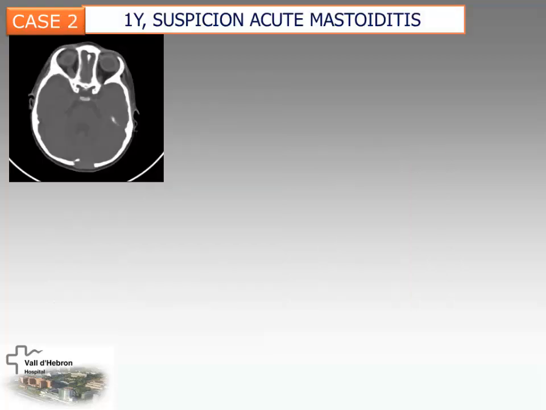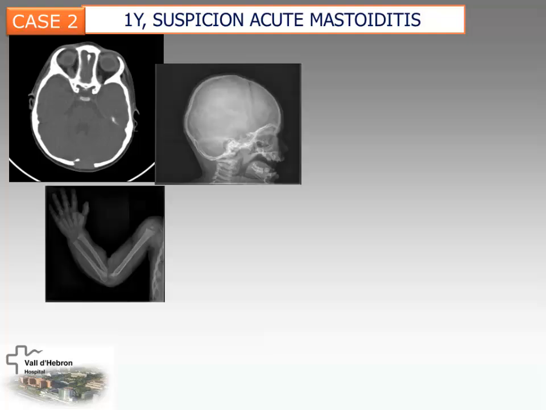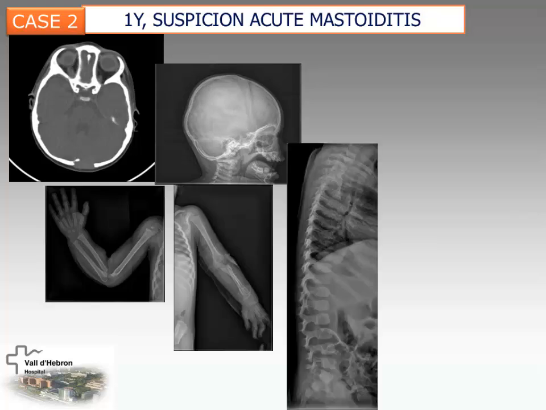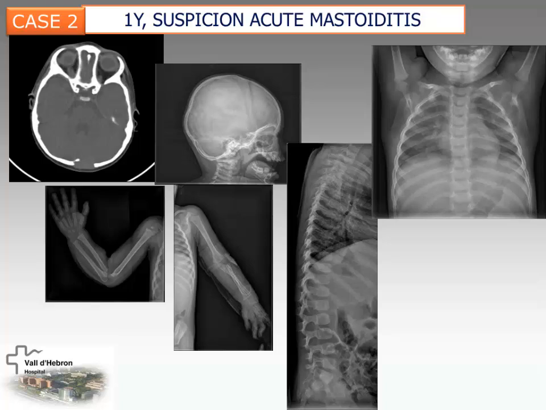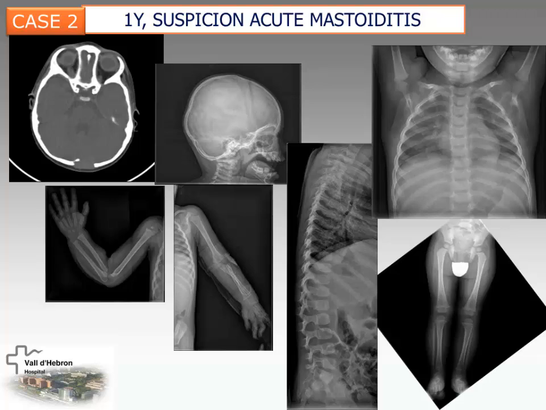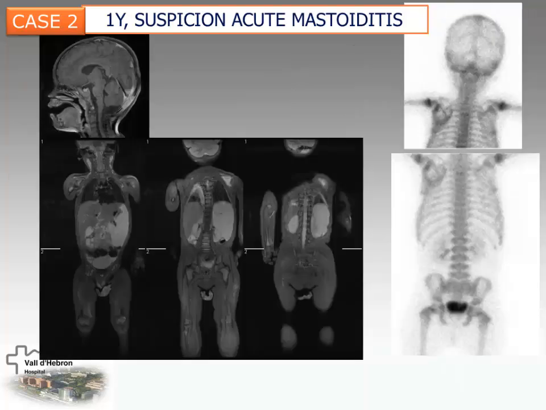Okay. This is another case. It's a 1-year-old boy with a suspicion of acute mastoiditis. And this is the skeletal survey. Some comments? Is there a radiologist here? No? Well, what to perform now? Bone scan and MRI. What about the bone scan? Is there any abnormality?